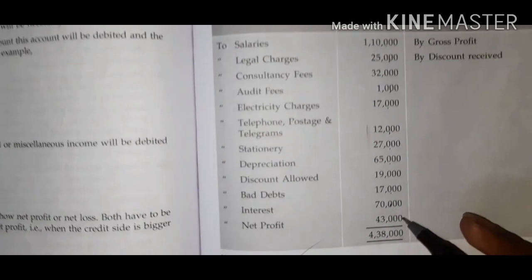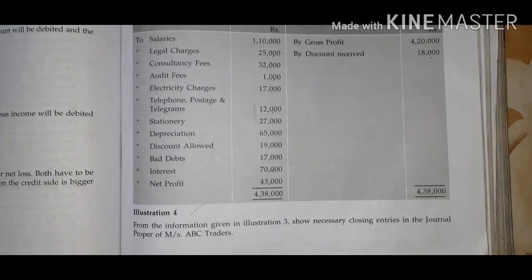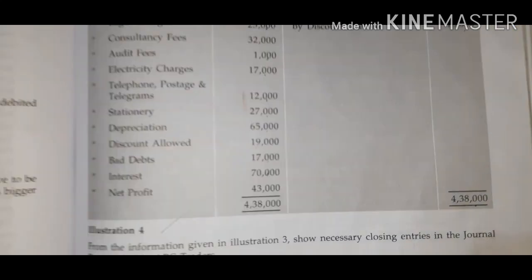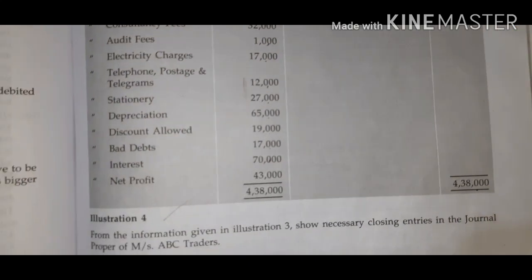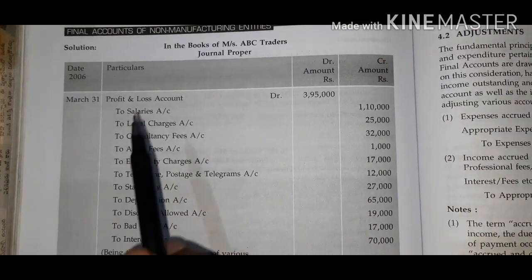Then here the net profit is 43,000. Your credit balance is more than the debit balance. Since there is a net profit, the same will be transferred to capital account. For the same above problem, we'll see the journal entries, friends.